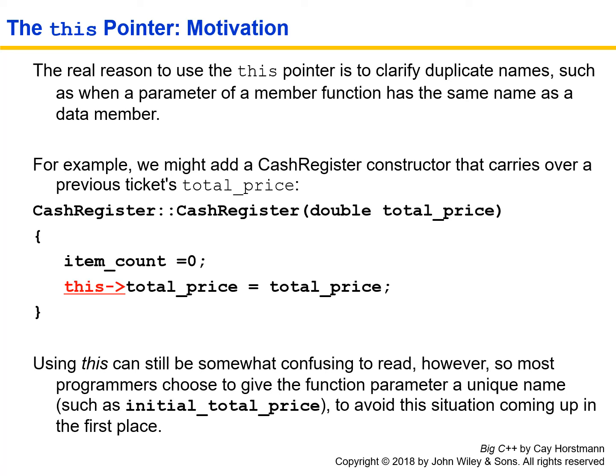Where it comes in handy is if, say, in your constructor method, you want to specify the total price, but total price is already used by the total price field inside your object. Well, you can say this arrow total price equals total price. And this total price is the one that belongs to the object. This total price is the one that was passed in to the constructor.